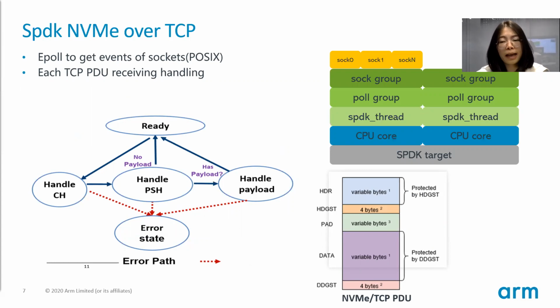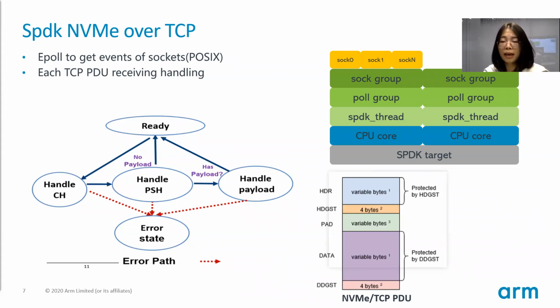On the one hand, SPDK follows NVMe over TCP's protocol to implement the connection initialization process and the interaction process. On the other hand, SPDK implements the queue pair data handling process according to its own framework feature. I mentioned that each NVMe queue pair is mapped to a TCP connection.